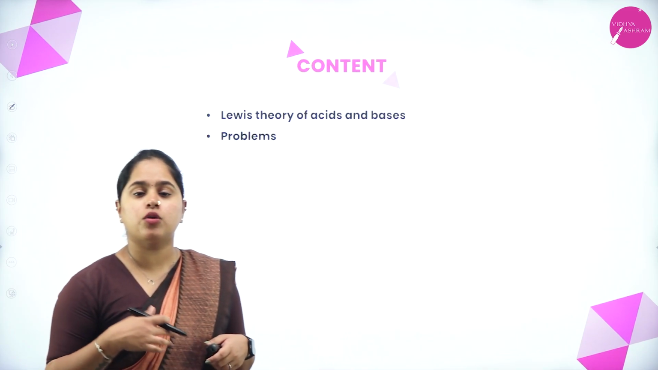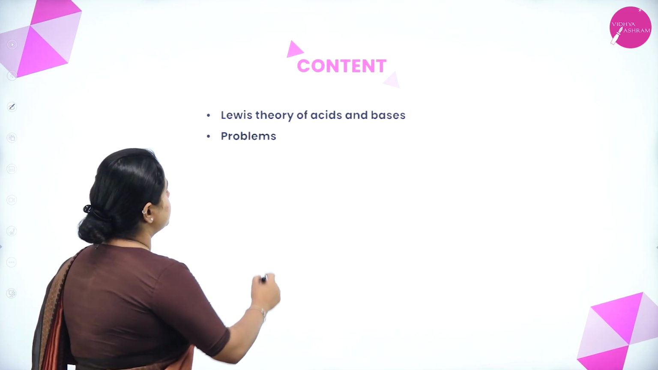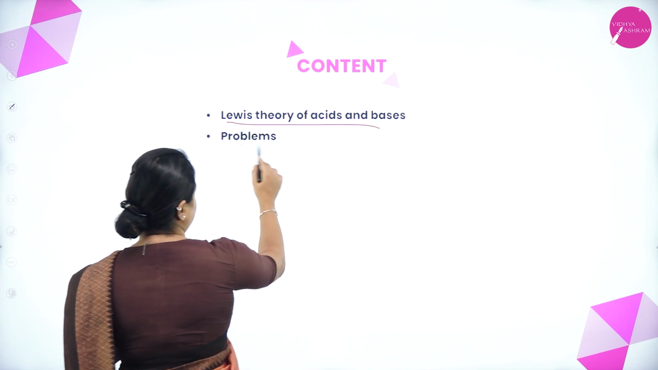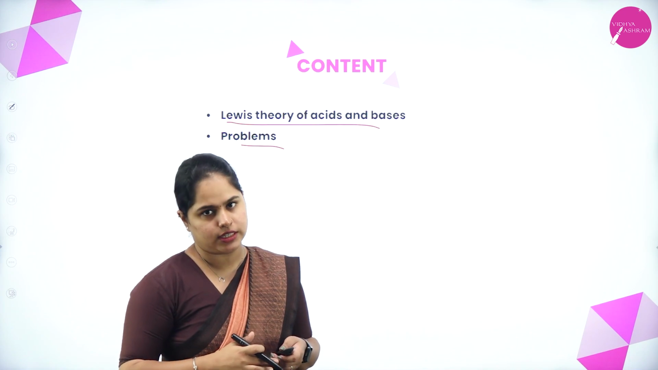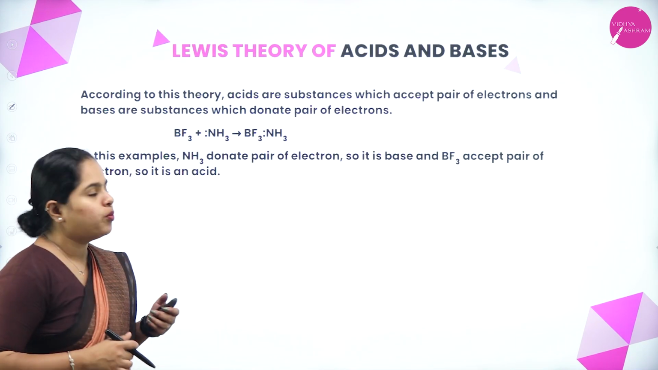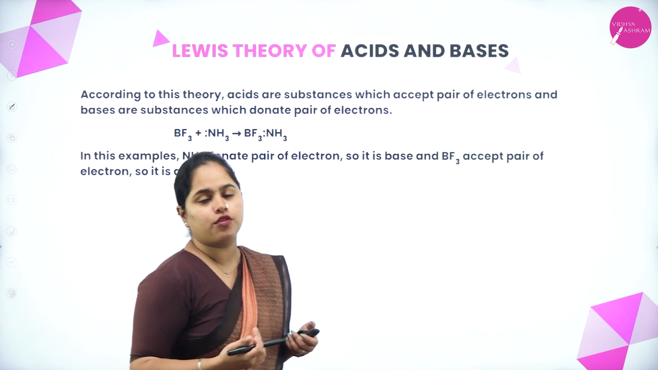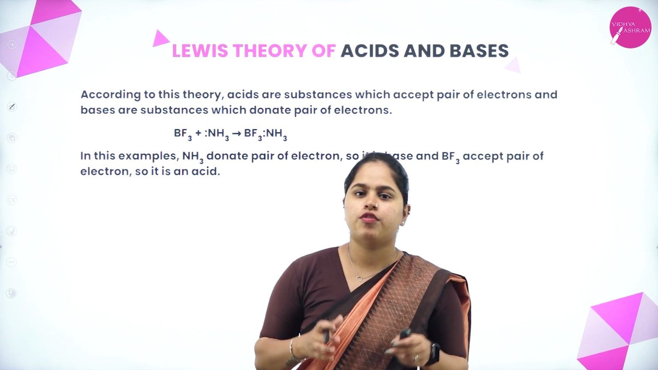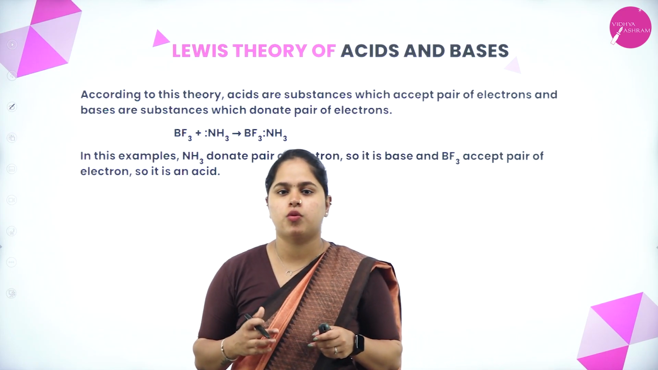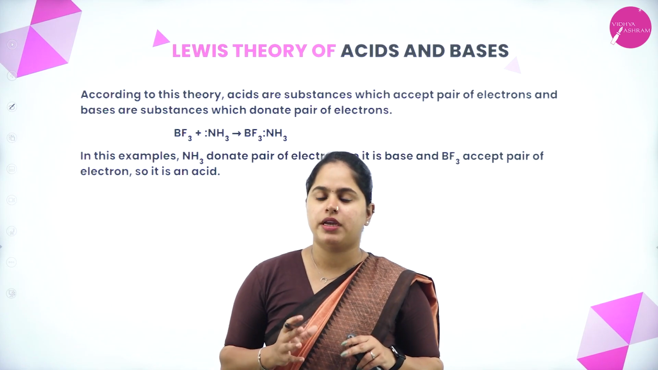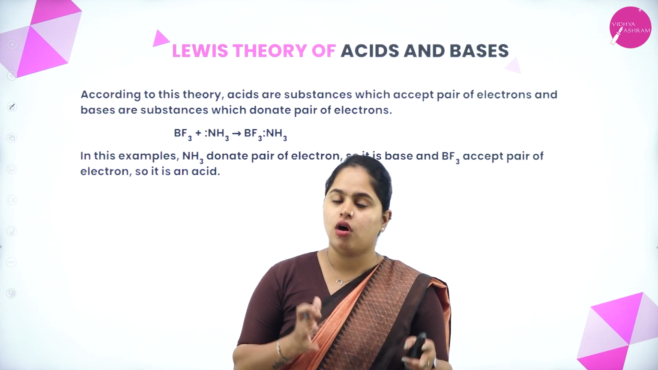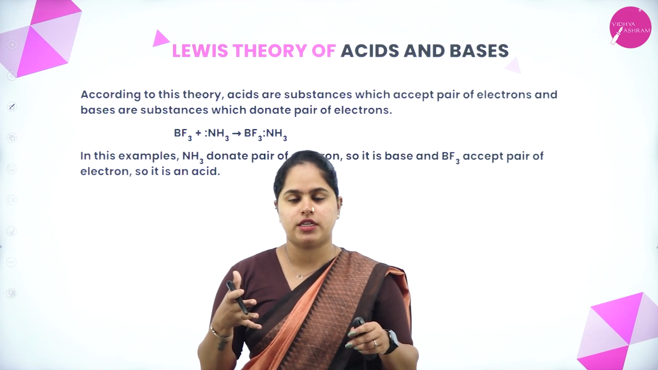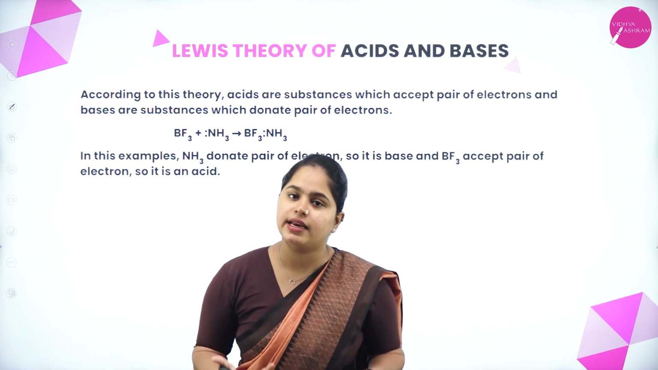So in today's session, we are going to study the third theory, that is Lewis theory of acids and bases, and thereby we'll solve some problems based on what we have discussed till now. Okay, so moving on to the next theory, Lewis theory of acids and bases. Till now, from Arrhenius theory and Bronsted-Lowry theory, we have only discussed on the basis of H plus ions and OH minus ions. Now we are not going to discuss based on H plus and OH minus ions. It is based on the electrons.